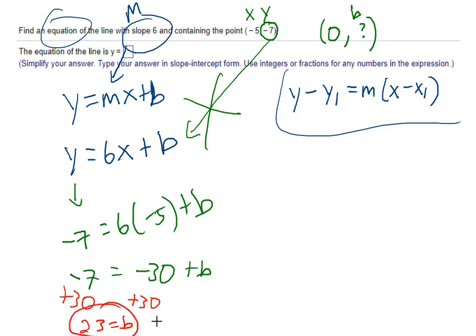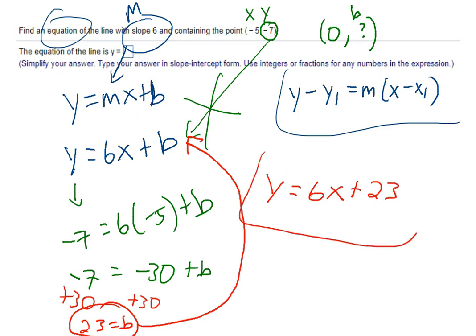Right? That wasn't given to me. I had to calculate it. Now that I know what the y-intercept is, I come back to my formula, and I plug in the information that I have. And so I'm going to have y equals 6x plus 23. That's my final answer.